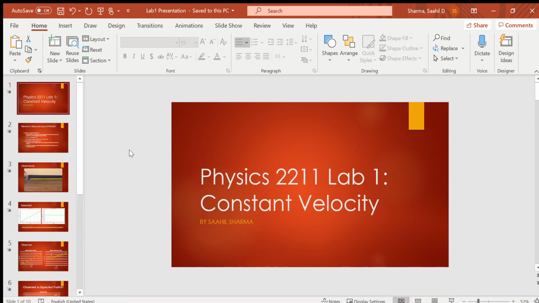Hi everyone, welcome to my Physics 2211 Lab 1, where I try to observe the motion of a hamster ball that's moving at the same speed without changing direction, so constant velocity. I used the app Tracker to extract information about the ball's position and time throughout its motion, and then I compared this data to an expected computational model of what the same ball in constant velocity should look like.